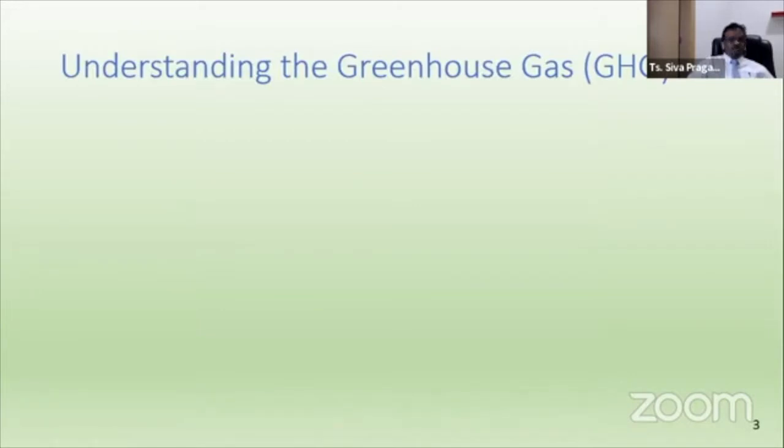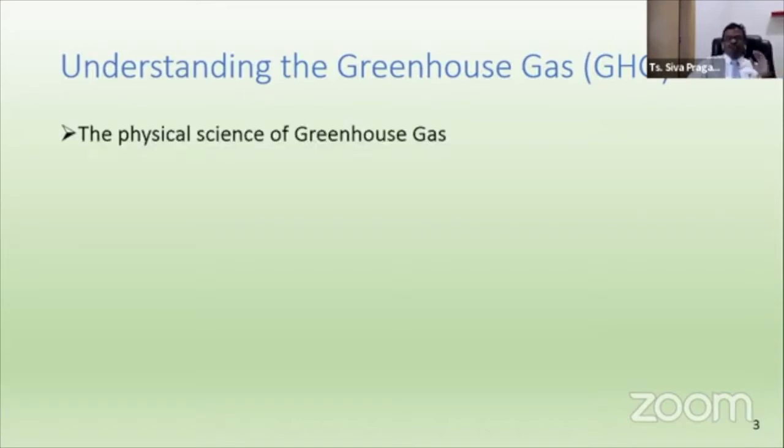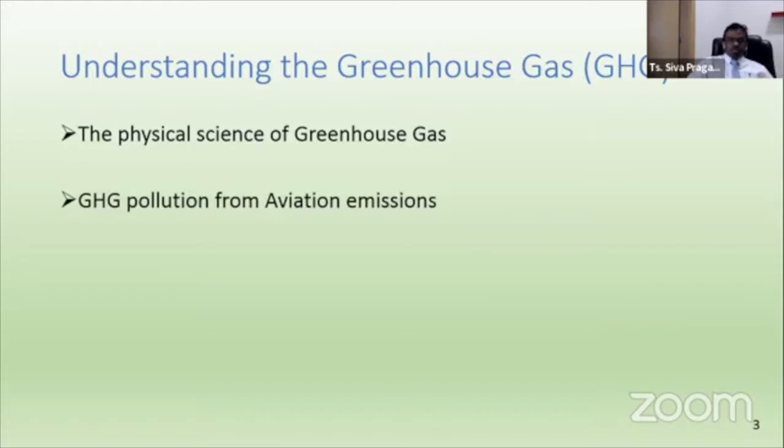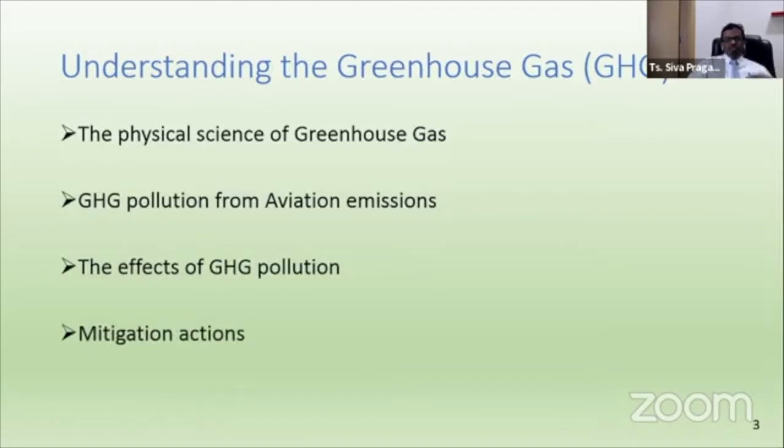Understanding the greenhouse gas. This presentation will go through several sections. Section number one is the physical science of greenhouse gas, the introduction of greenhouse gas. Section two is the GHG pollution from aviation emissions. Section three, we will be looking at, in summary, the effects of GHG pollution. And section four will be the mitigating actions that have to be taken by the aviation industry. How do we mitigate the actions? And I have also included in the last section a brief introduction to IPCC.